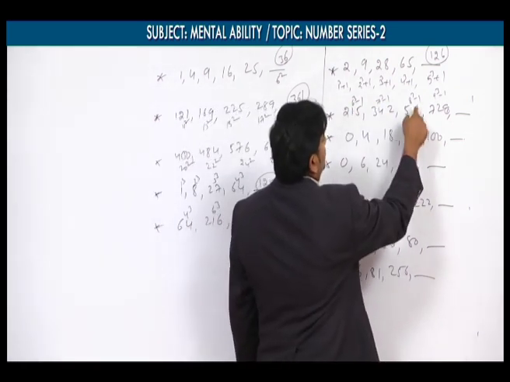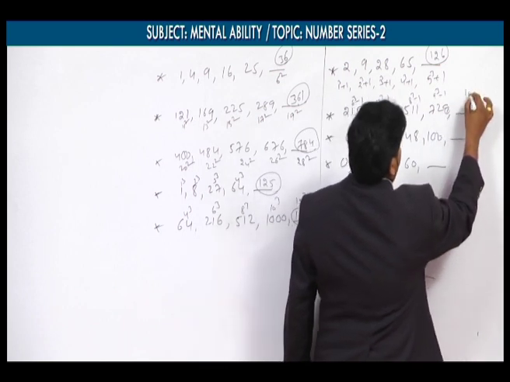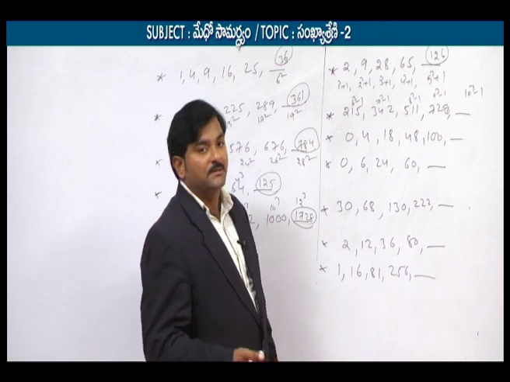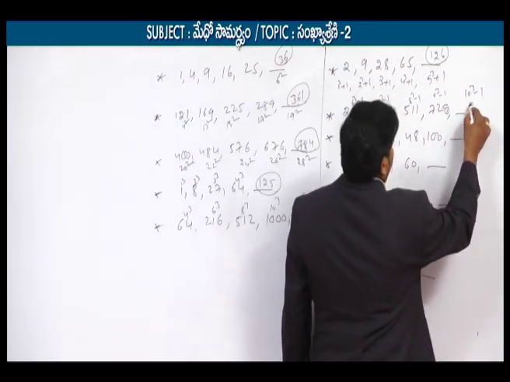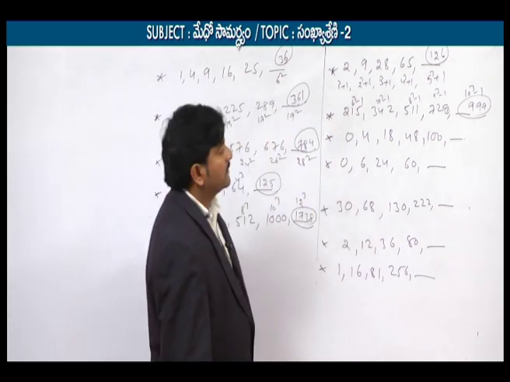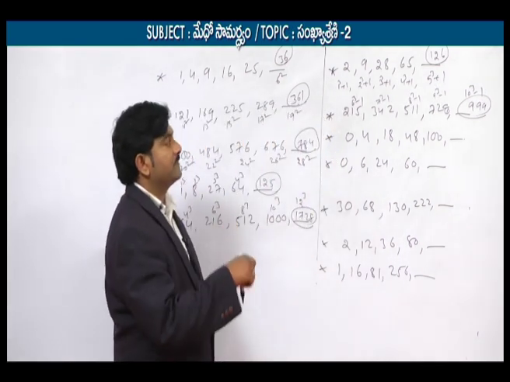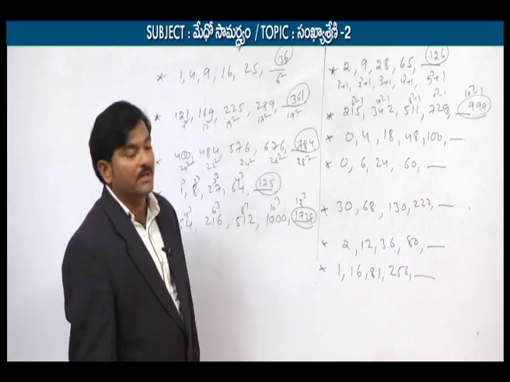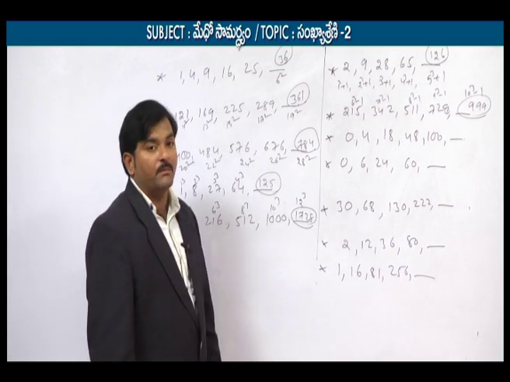Next, what will come? 6 cube, 7 cube, 8 cube, 9 cube. So the next number is obviously 10 cube minus 1. 10 cube value is 1000. 1000 minus 1 means we can take it as 999. Okay, so that is about the n cube minus 1 model. Above we saw the n cube plus 1 model, and here we are saying n cube minus 1.